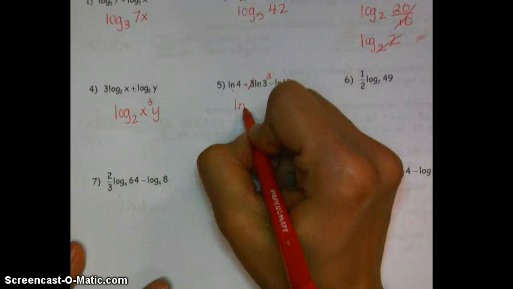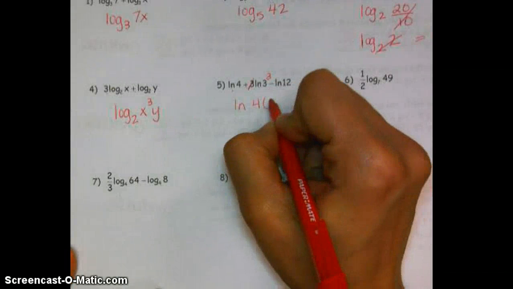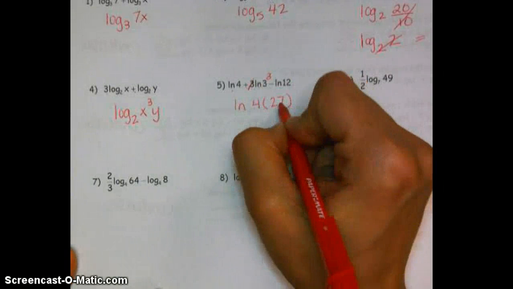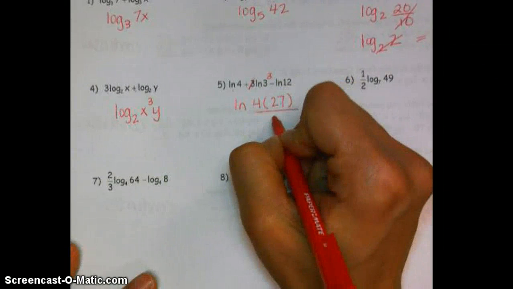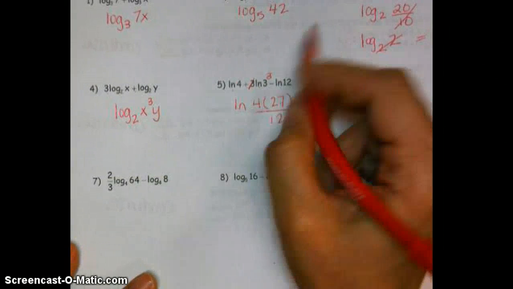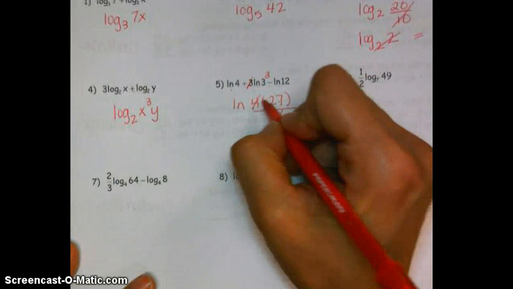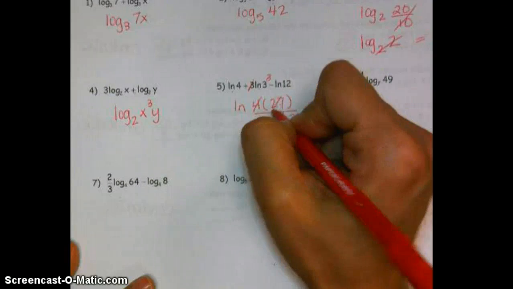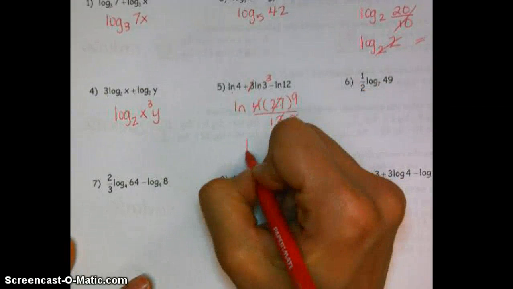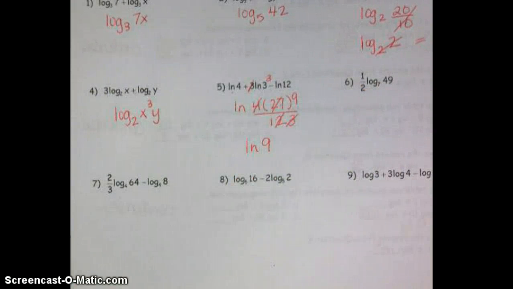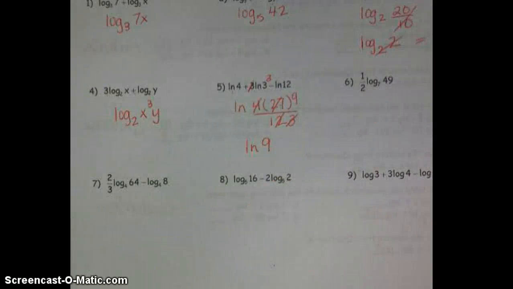So now I have natural log of 4 times 27, because 3 cubed is 27, divided by 12. This is a fraction that can be further simplified. I noticed that I've got this and then this like that, so now I have natural log of 9.